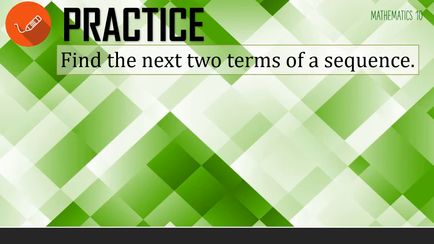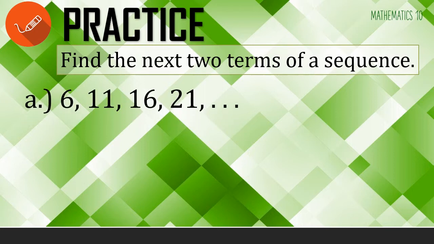Okay, so as mentioned a while ago, I would like you to find the next 2 terms of a sequence by simply observing and looking at the pattern on the given sequence. So first item, we have 6, 11, 16, 21. What do you think are the next 2 terms of the given sequence?